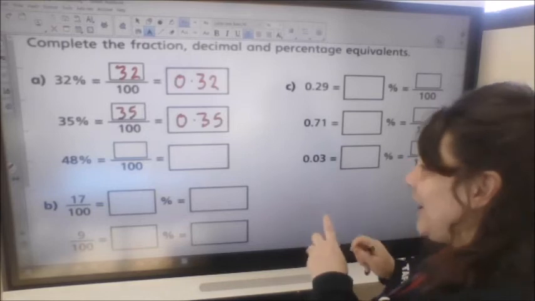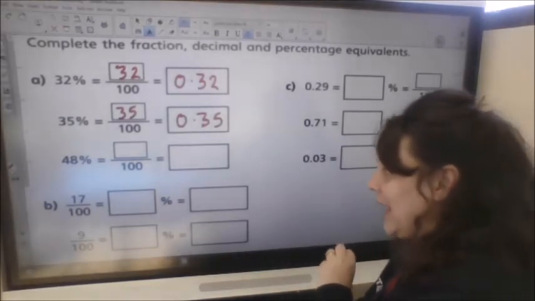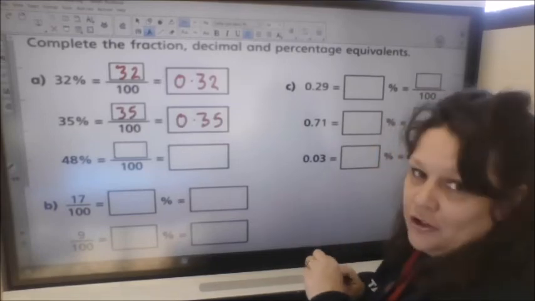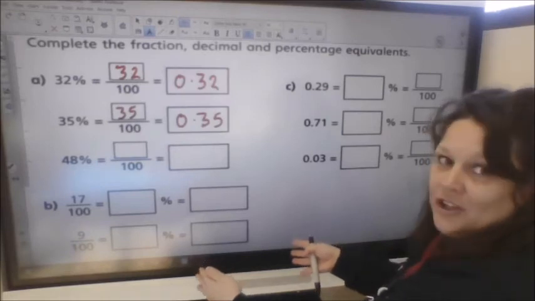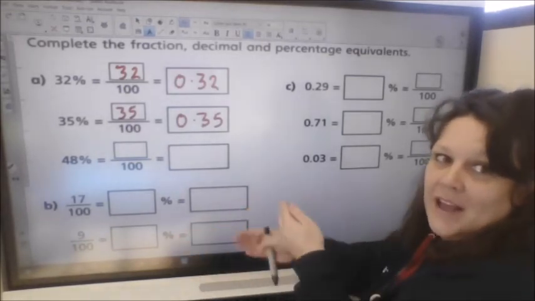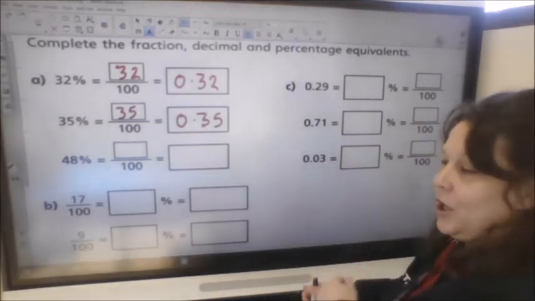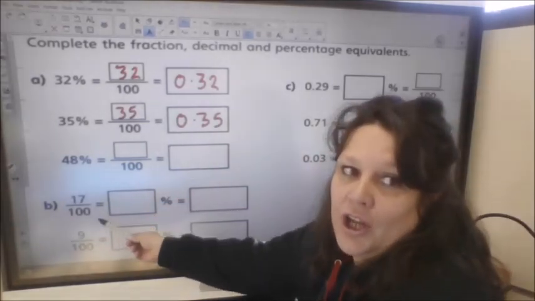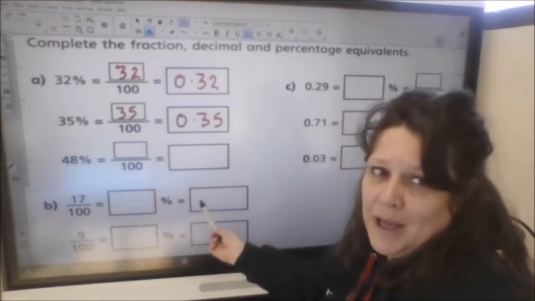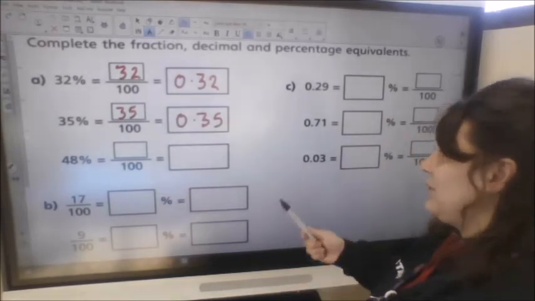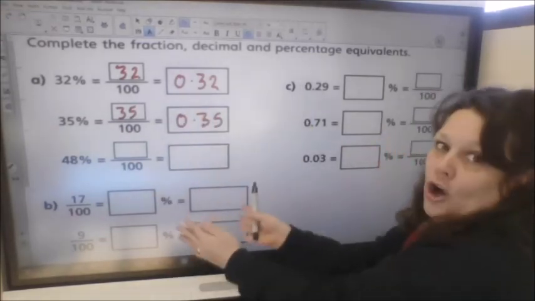Okay, so in your purple book, you are going to write down the question, and you're going to give me the fraction or the percentage and the decimal. So here you've already been given the fraction, so you put what the percentage is and you put the decimal equivalent here. Remember to work out the decimal, here you're going to be dividing by 100.